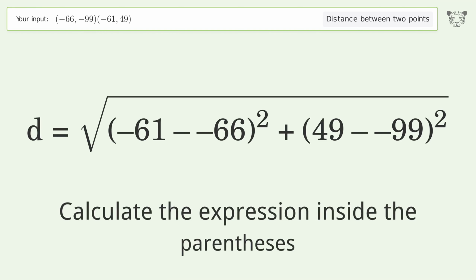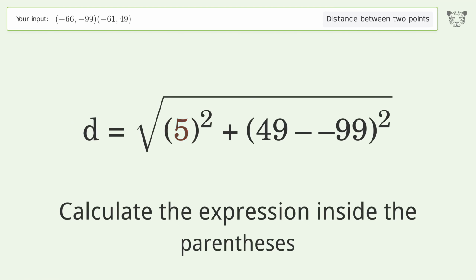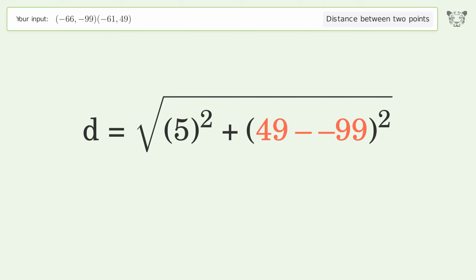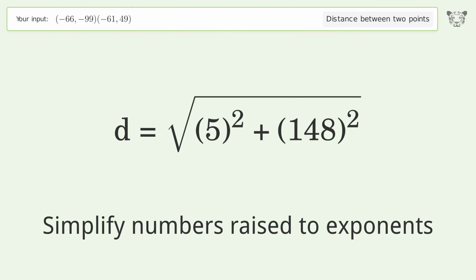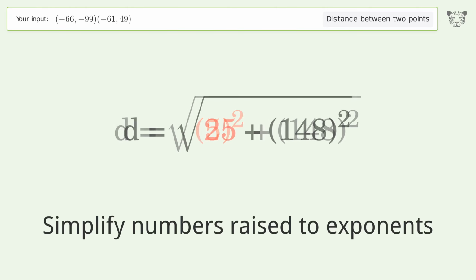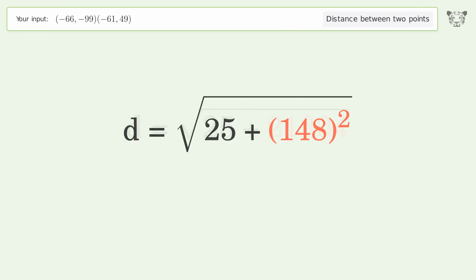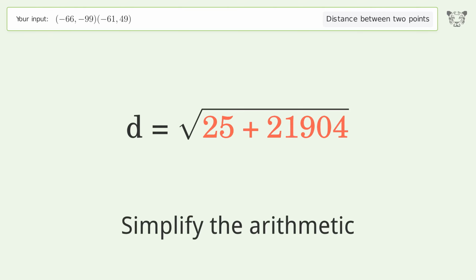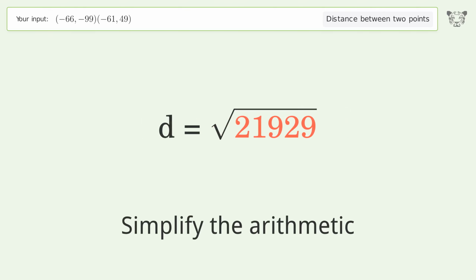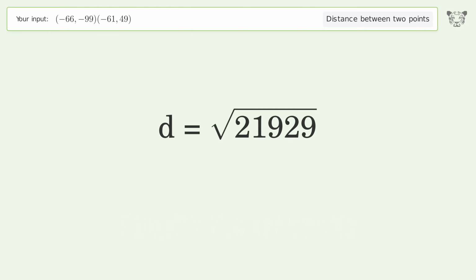Calculate the expression inside the parentheses. Simplify numbers raised to exponents. Simplify the arithmetic. And so the distance between the 2 points is the square root of 21,929 or 148.084.